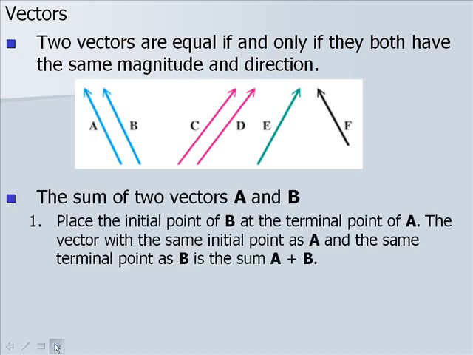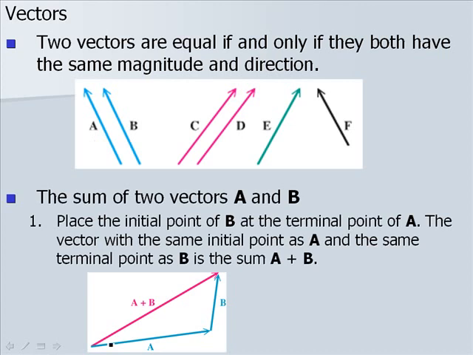In order to find the sum of two vectors A and B, first we place the initial point of B at the terminal point of A. So we're adding A and B. Here we put the initial point of B at the terminal point of A. The vector with the same initial point as A here and the same terminal point as B here is our sum A plus B, as we see in red or pink here.